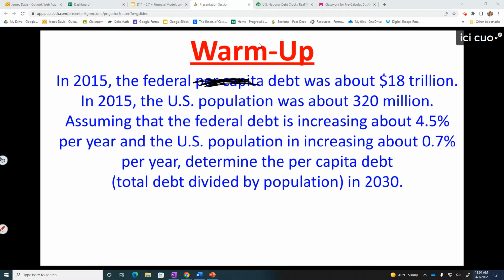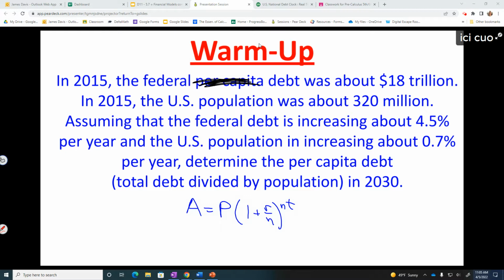To do that, we're going to use the formulas we used yesterday. The main one that we use looks like this: A, which would represent the future value, equals P times (1 plus r over n) to the nt. We used that yesterday, and we're going to try to find the future value. So what's the debt going to be in 2030, and then what's the population going to be in 2030? Right? 2030. I'll write it over here.